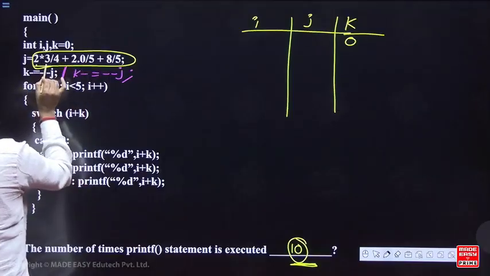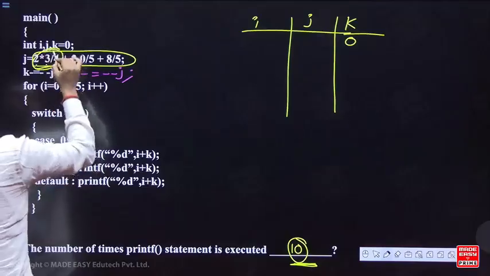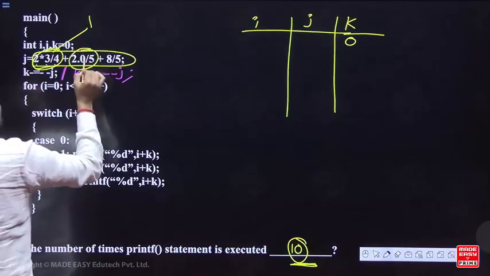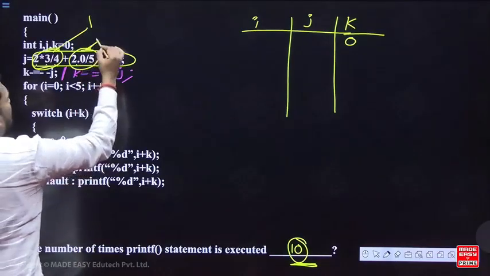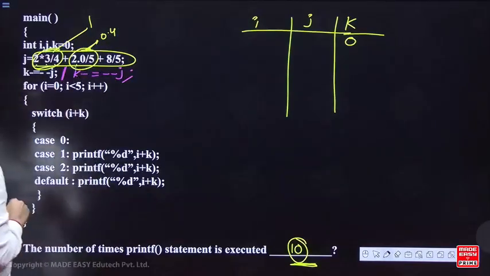So 2 into 3, that is 6. 6 divided by 4, what is the value of this? 1. And 2.0 divided by 5, what is the value of this? 0.4. Okay, one is float, the other is integer, so the output will be float.